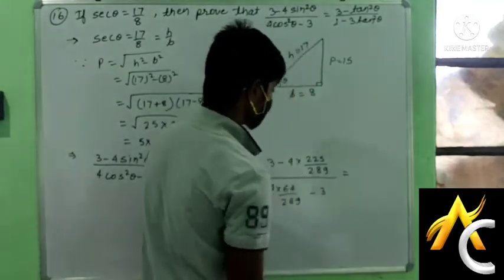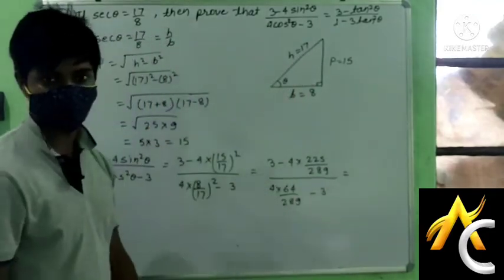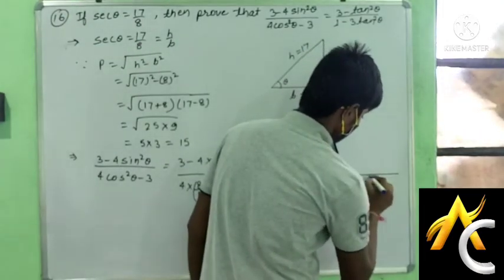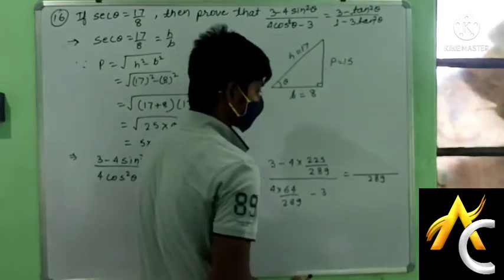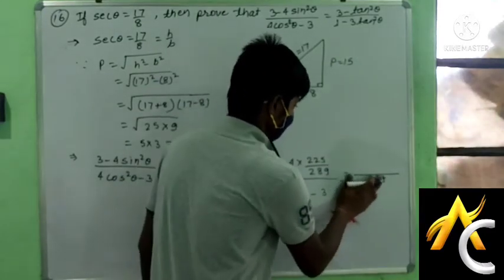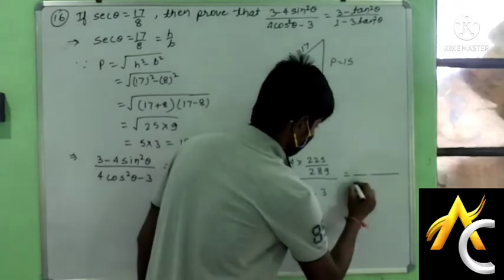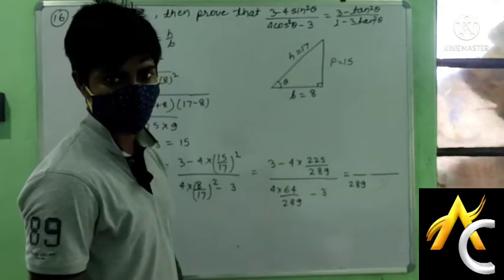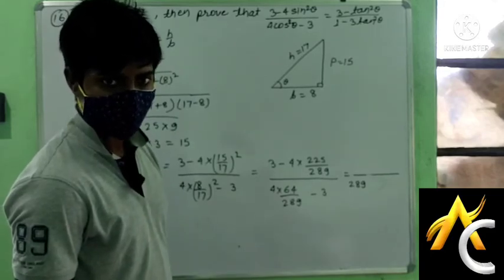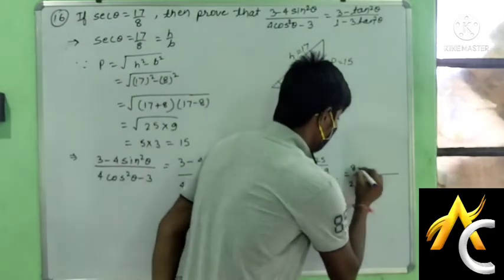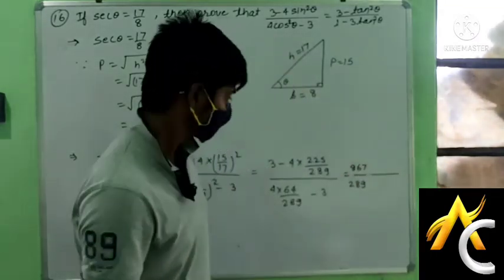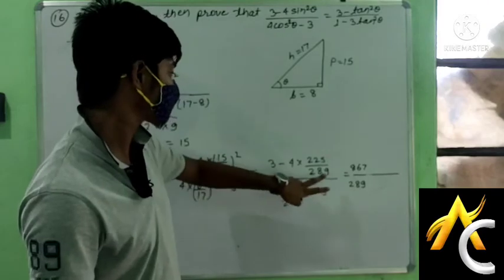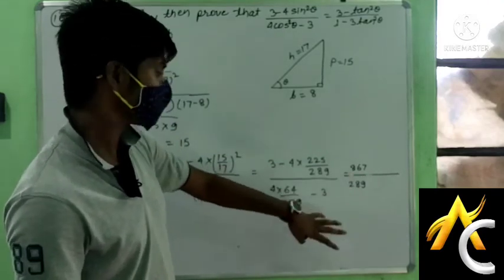Hence it will be equal to, by taking LCM as 289, then it will be 289, 3 into 289. Simple. Hence it will be equal to 867. 3 into 289 is 867. 3 9s are 27, 2 carry, 3 8s are 24 plus 2 is 26, again 2 carry, 3 2s are 6 plus 2 is 8, right.